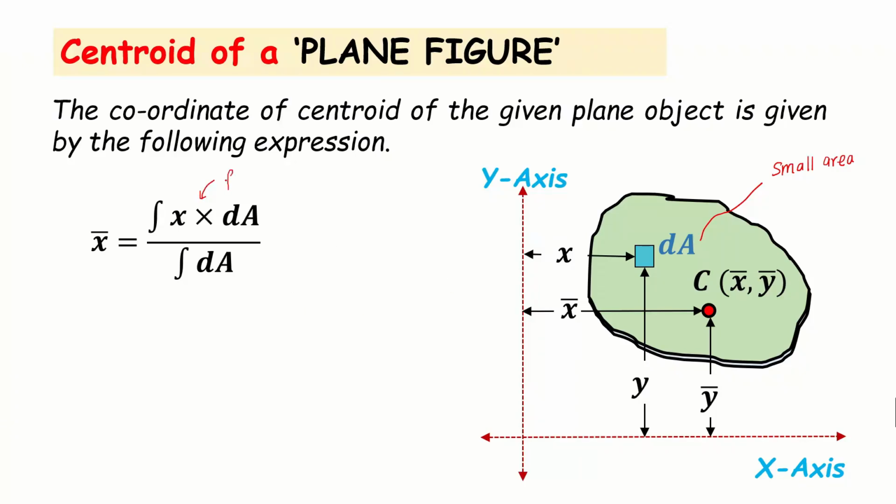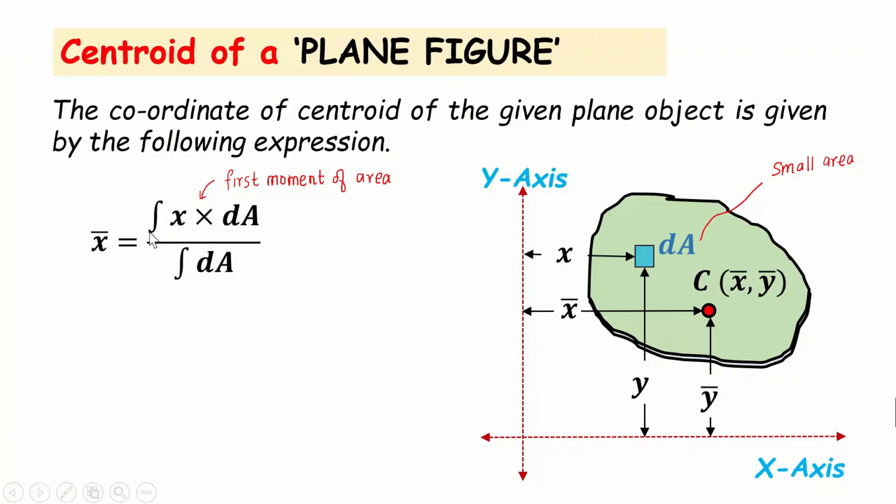This is called the first moment of area. We are multiplying by distance, so it is the first moment of area. Whatever small area we have taken, we will find its moment with respect to the y-axis, that is x times dA. So this is called the first moment of area. And we'll integrate that, because this similar small area can be taken throughout the surface of the plane object.